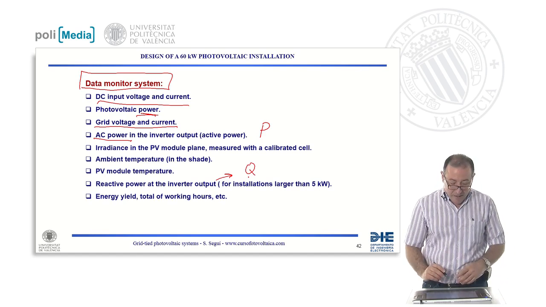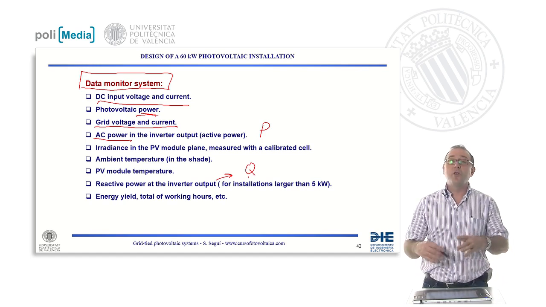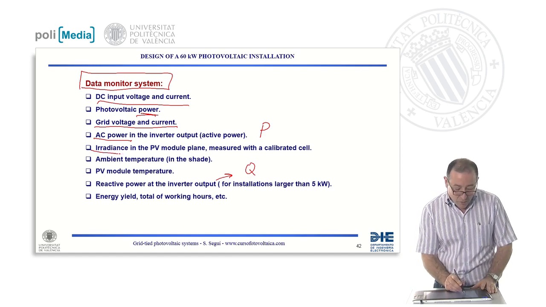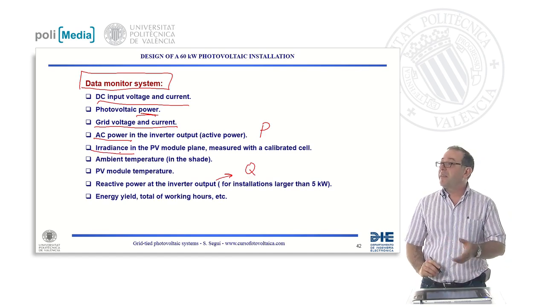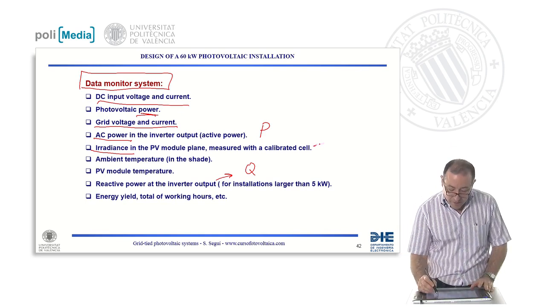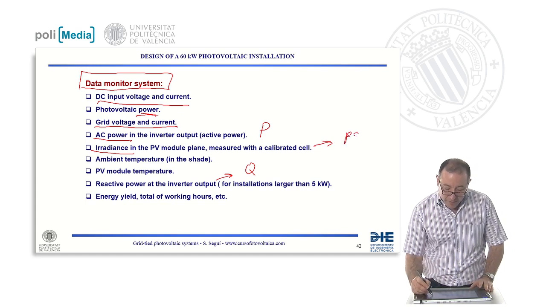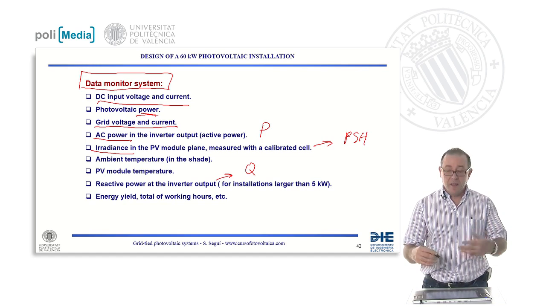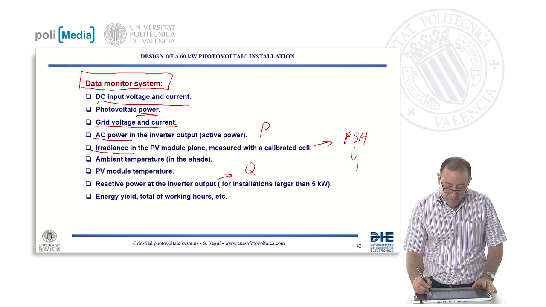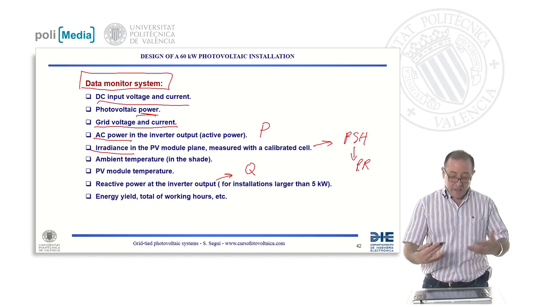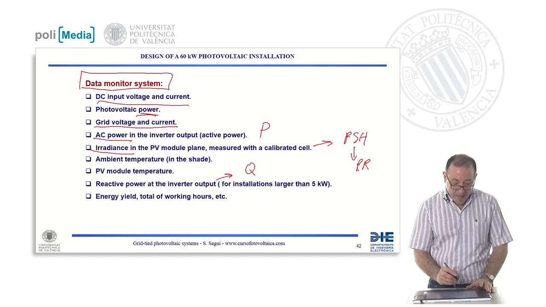Also, if we want to know if the installation is working correctly, we will need to include the measurement of the irradiance in the same plane as the photovoltaic modules. From this value, we can calculate the peak sun hours that really are arriving to our modules, and then we are going to calculate the performance ratio that we have in our plant with real values in the operating conditions of the plant.